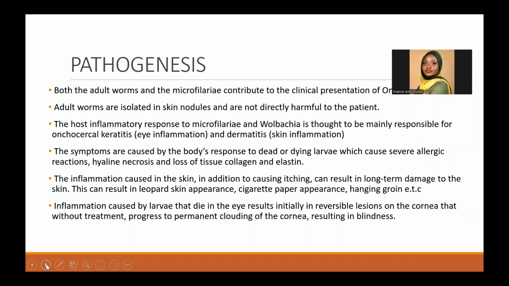So both the adult worms and the microfilaria contribute to the clinical presentation, but the adult worms are generally harmless, meaning that aside from the cosmetic disturbance they cause in skin nodules, which we'll see photos of shortly, they don't really cause any other major problems to the host. But the problems come from the microfilaria worms and their sidekick, the Wolbachia bacteria.